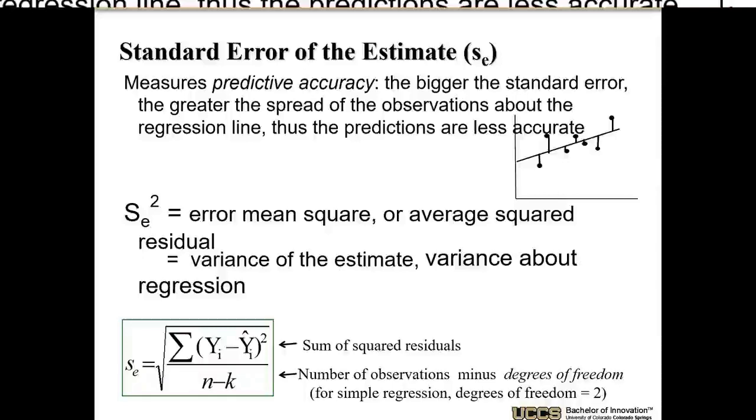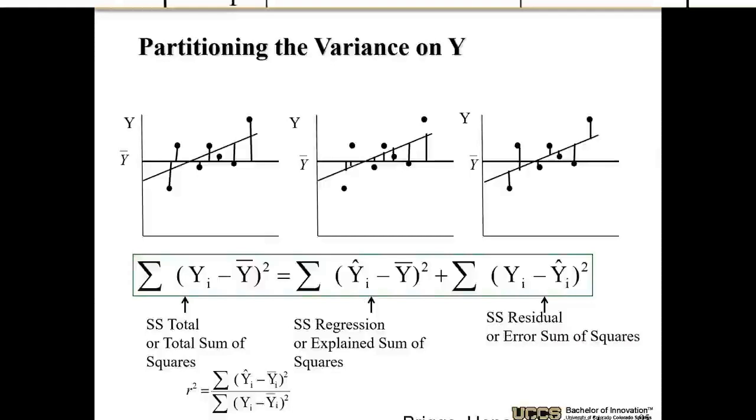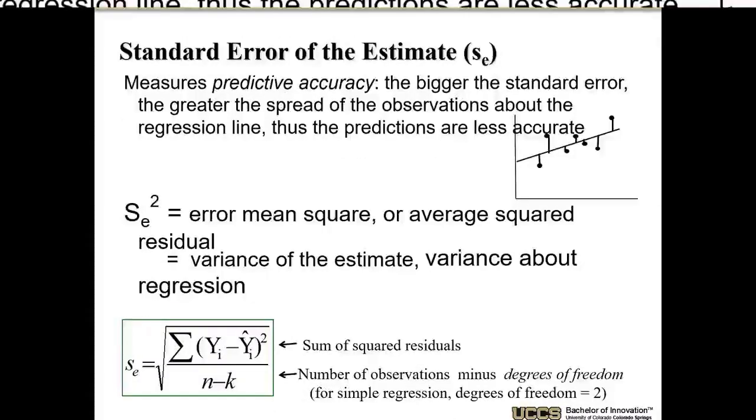We can then talk about what's called the standard error of the estimate, which measures the predictive accuracy. The bigger the standard error, the greater the spread of observations around the regression line, and thus predictions are less accurate. So the correlation coefficient, r squared, is telling me something about the slope of the line and its behavior, and then the standard error is telling me something about how close the points are to the line.